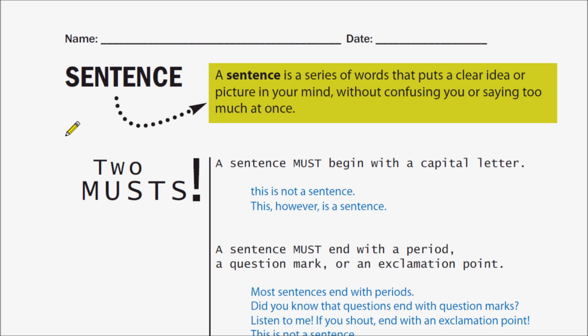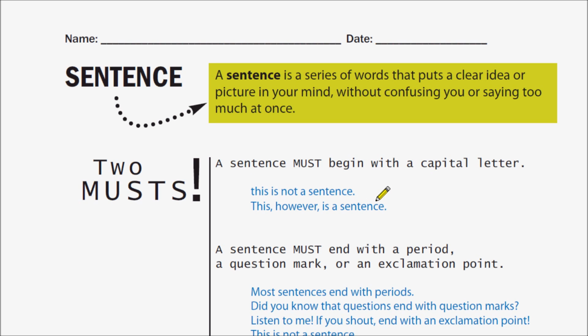But when it comes to writing things for English class and 99.999% of everything you read, these rules will never be broken. They're two musts. A sentence must begin with a capital letter. Must, okay? See this? This is not a sentence. Why? Because it doesn't have a capital letter at the beginning.